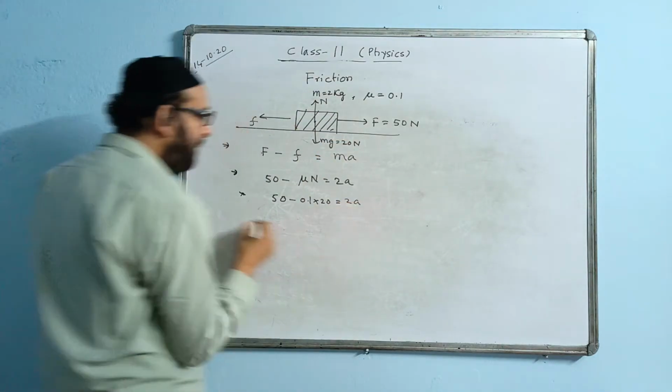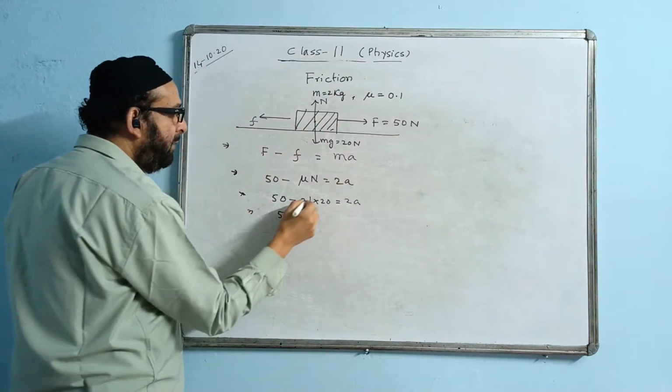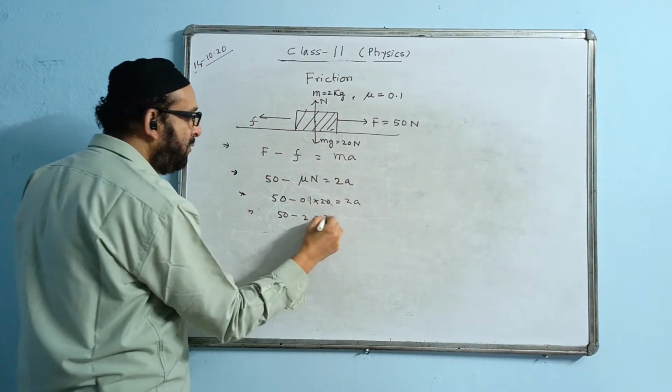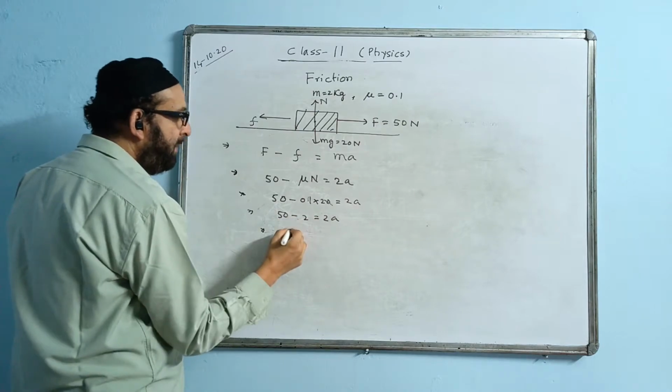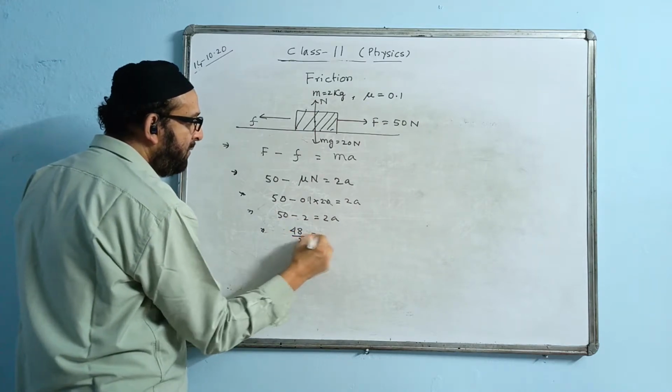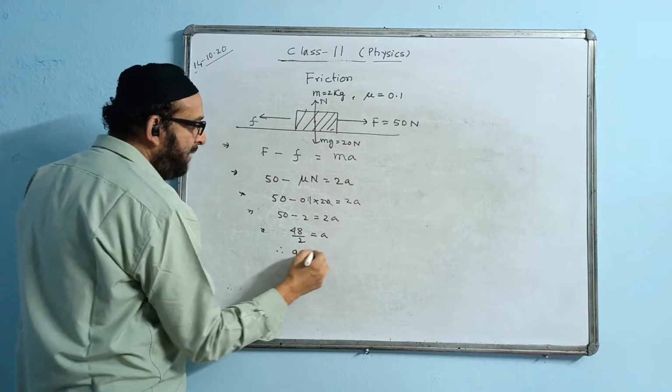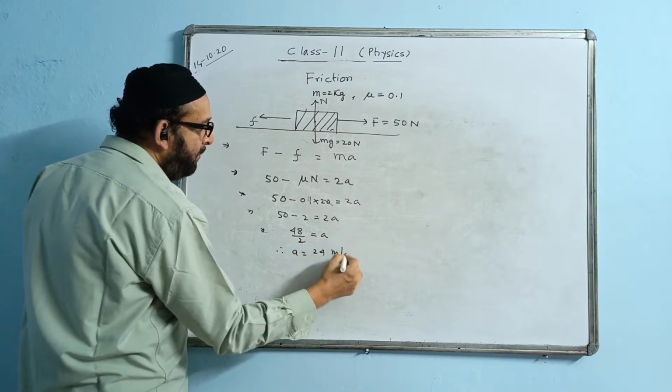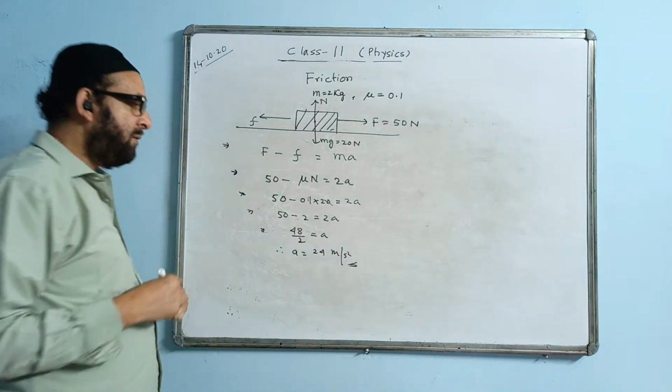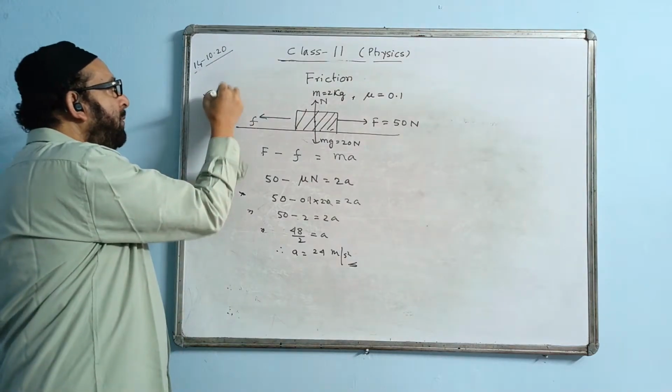Here we write 2a, and now we will calculate the result. We get 50 minus 2 is equal to 2a. 50 minus 2 is 48, divided by 2 is the value of a. Therefore, the a value will come to 24 meter per second square. That is the answer. This is example 1.